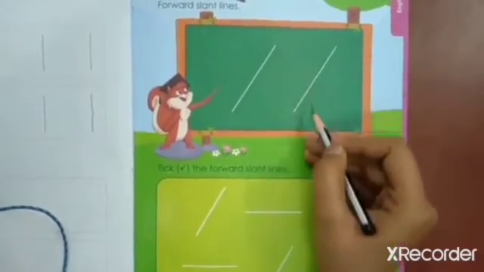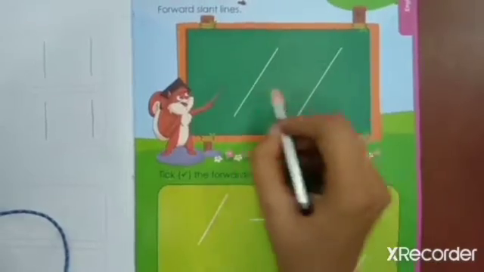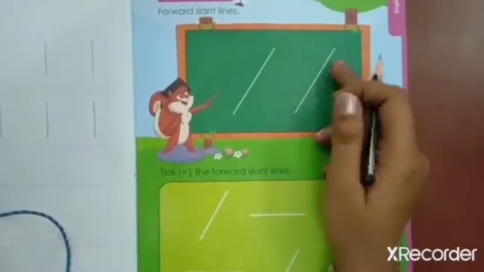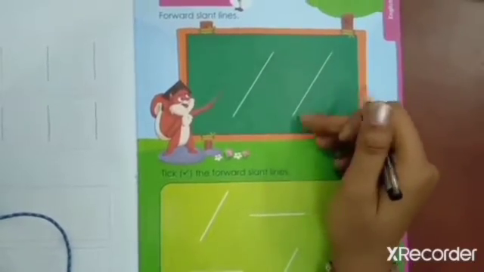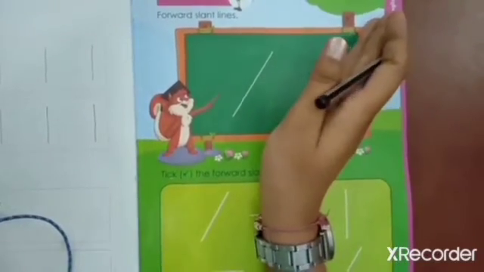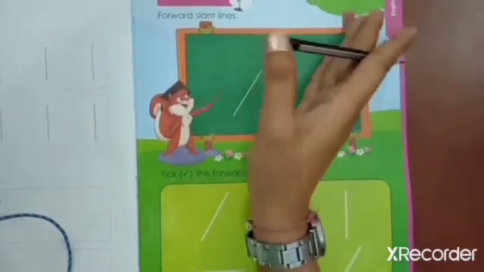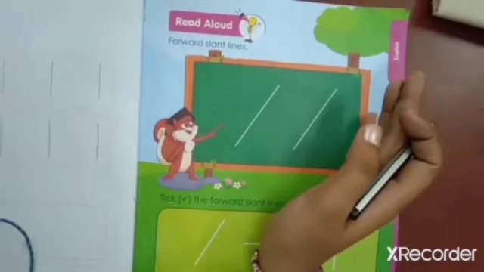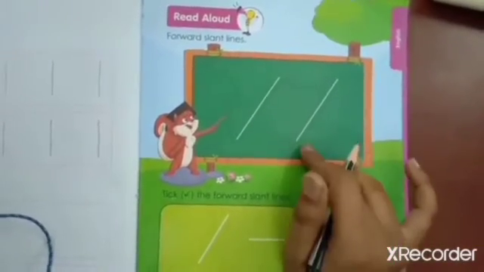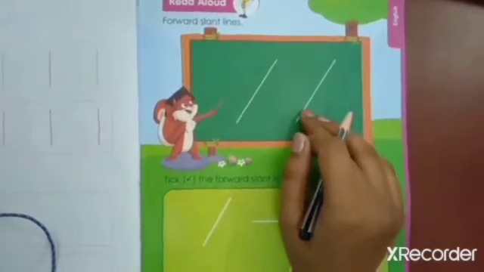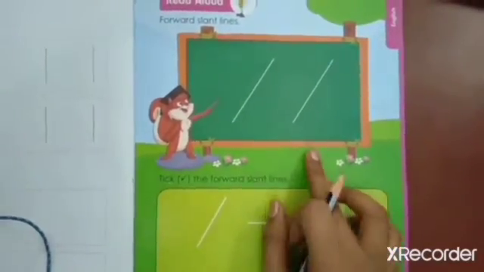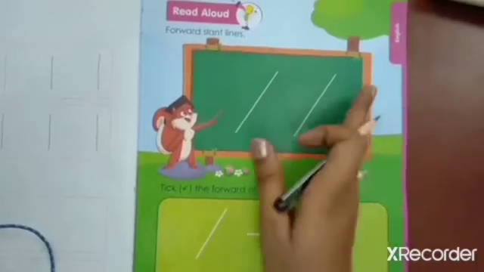So, what can we call this line? It is not a standing line. No, it is not a sleeping line, right? Then which line is this? This is a line which is bent forward, right? So, we can call this line a forward slanting line. Today we are studying the forward slanting line, the line which bends forward.